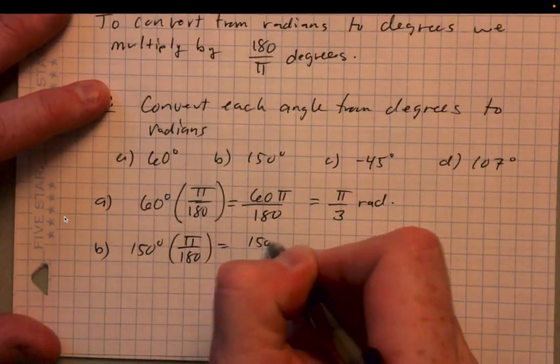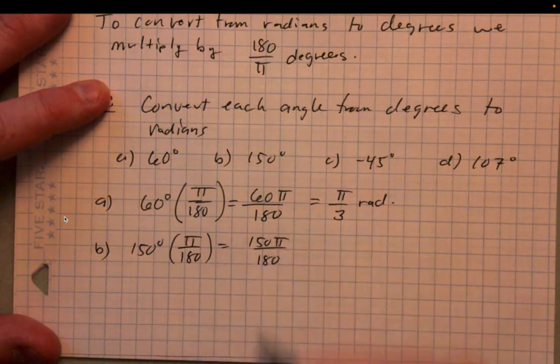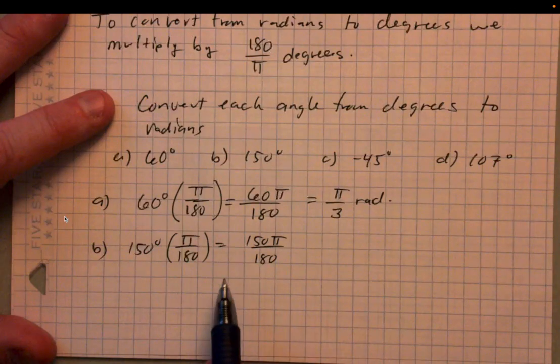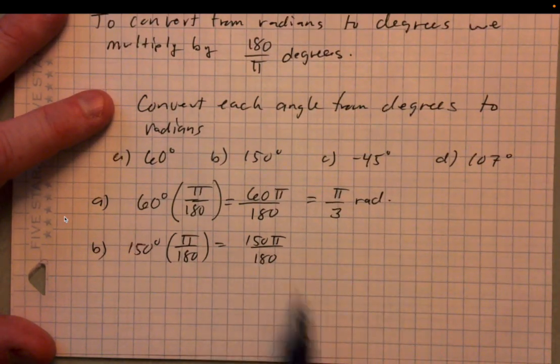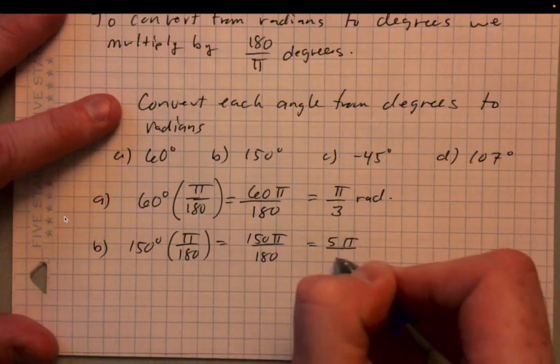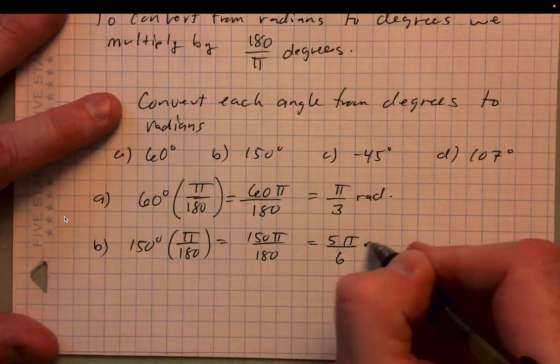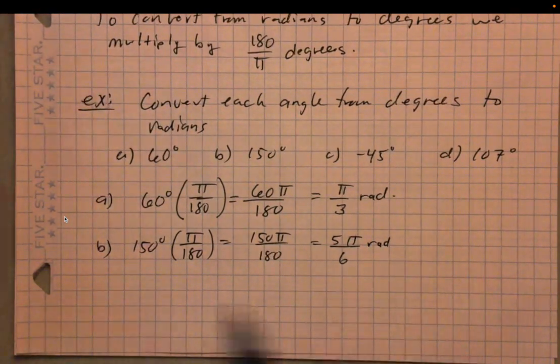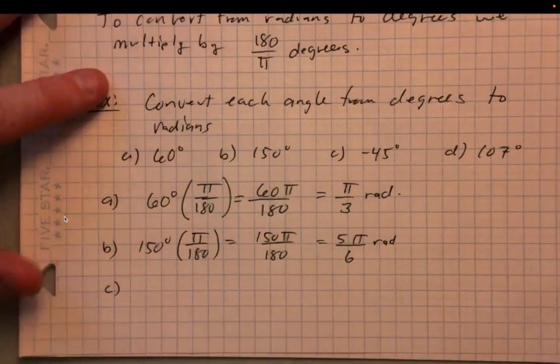So I have 150 pi over 180. Right, I can divide that all down by, let's see, 30? Yeah, 30. And when I do that, I get 5 pi over 6 radians. So very simple, right? It's just a multiplication and a simplification.